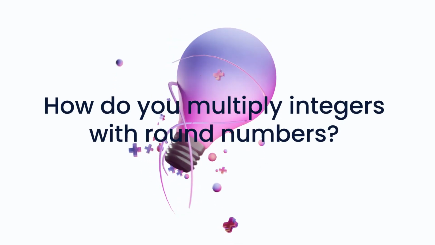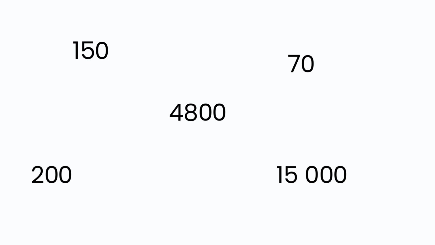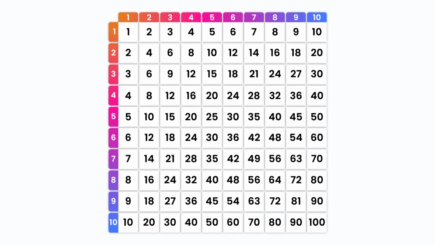How do you multiply integers with round numbers? A round number is an integer that ends with a 0. Now that you've learned how to multiply by powers of 10, you can also multiply by round numbers. The method is simple as long as you know your times tables.